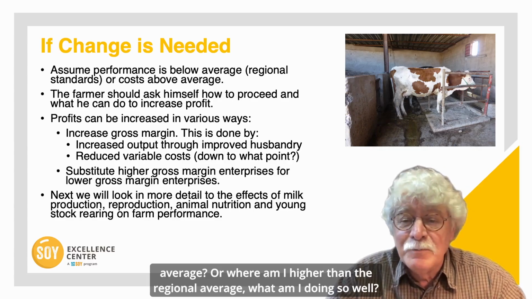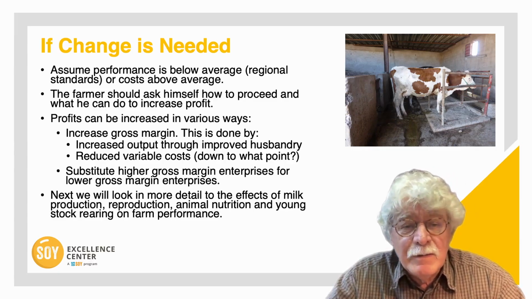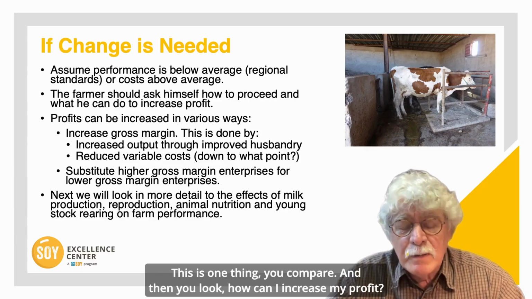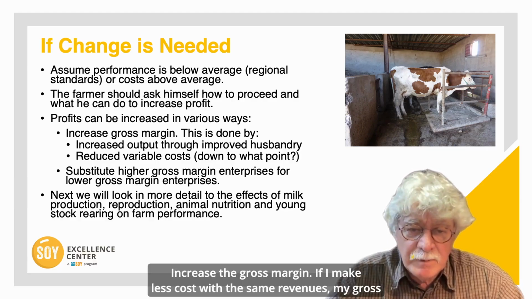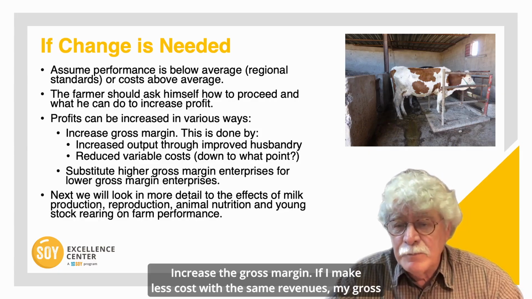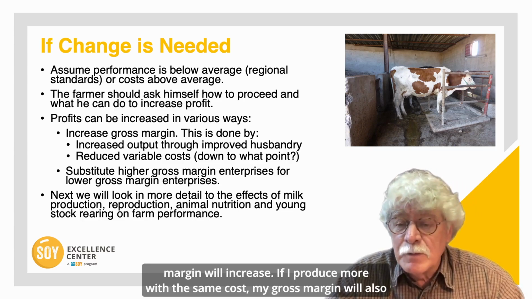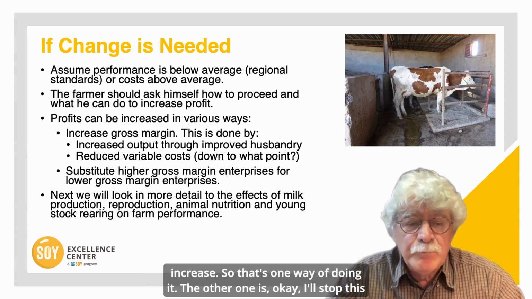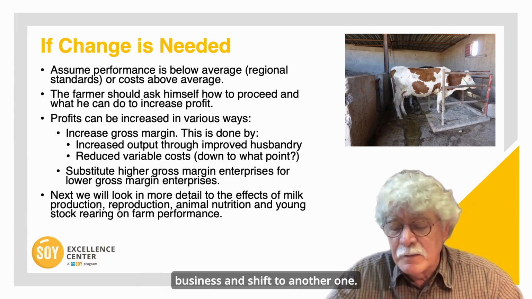What am I doing so well? So this is one thing, you compare. And then you look, how can I increase my profit? Increase the gross margin. If I make less cost with the same revenues, my gross margin will increase. If I produce more with the same cost, my gross margin will also increase. So that's one way of doing it. The other one is, okay, I'll stop this business and shift to another one.